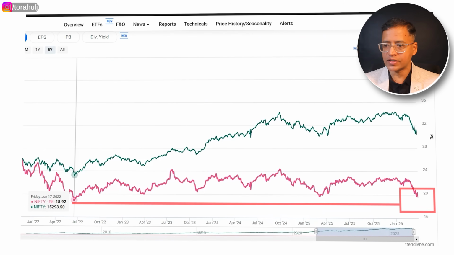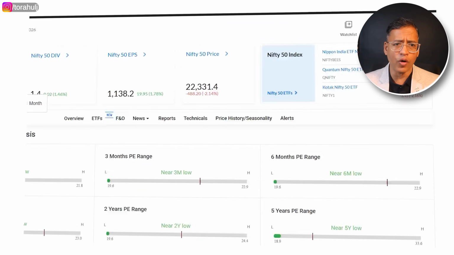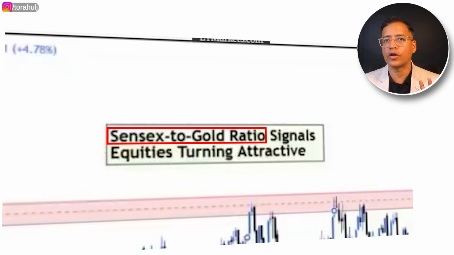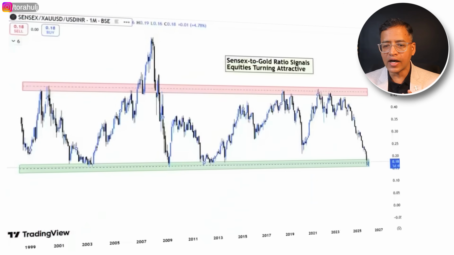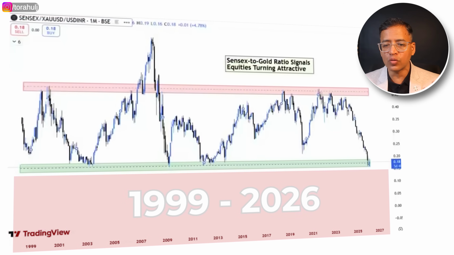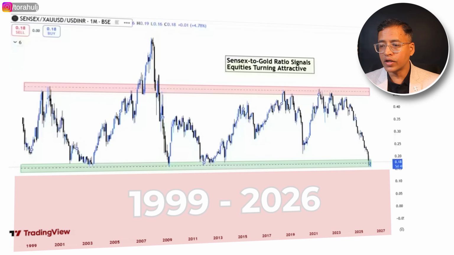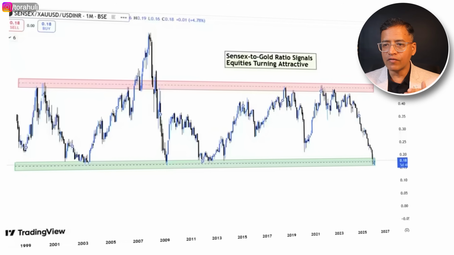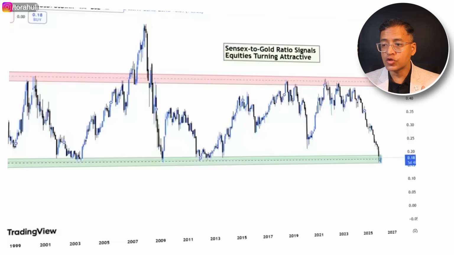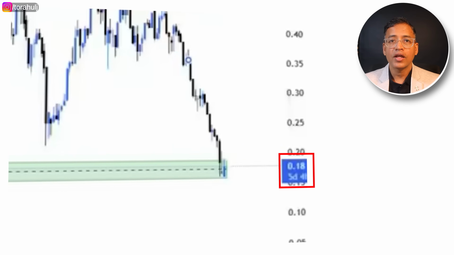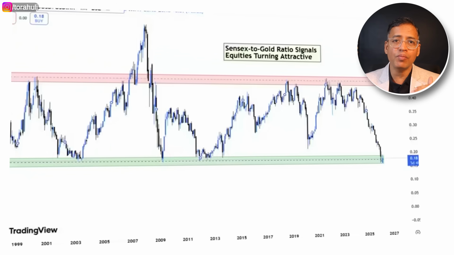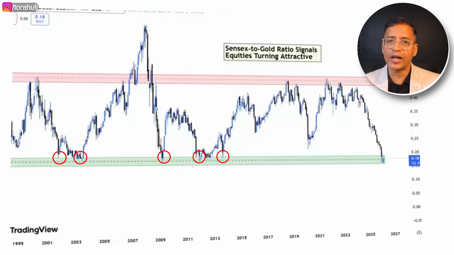If you look at the last 5 years average, right now we are at around 19.6 as I showed you. But more importantly, I show you another ratio because we have to look at it from a multiple valuation parameters perspective. So what you need to look at is this chart here. What you see is the Sensex to gold ratio. And if you go back to almost last 26 years, so going back to 1999 to 2026 here, what you note is that whenever Sensex to gold ratio has dropped to around 0.18, that is an extremely heavy support, okay, in terms of valuations.